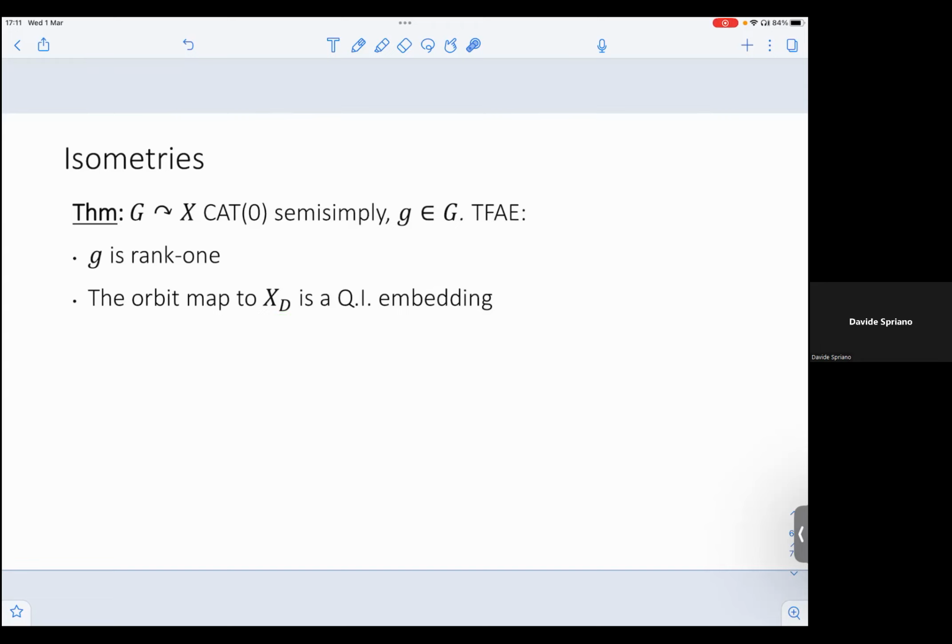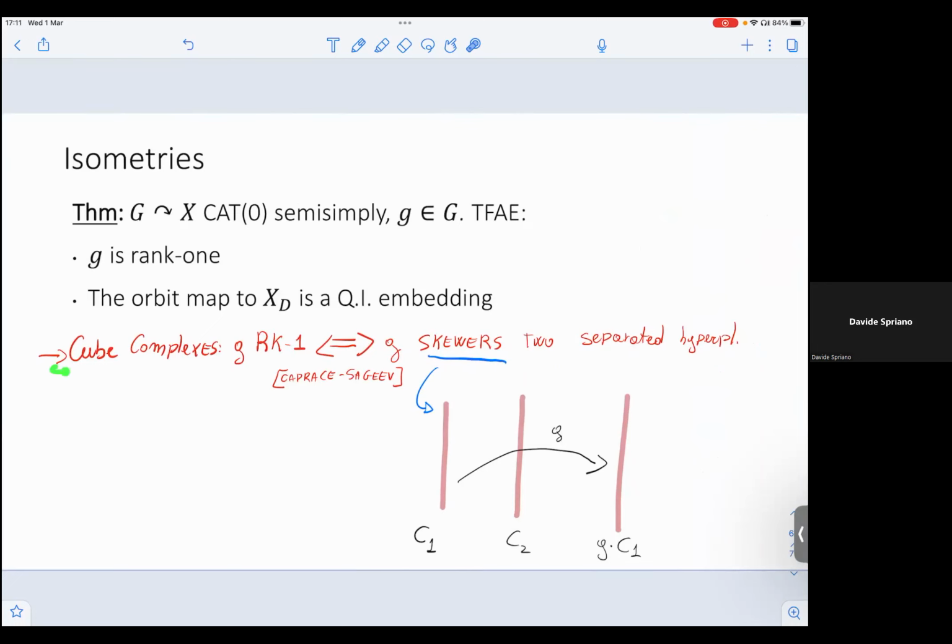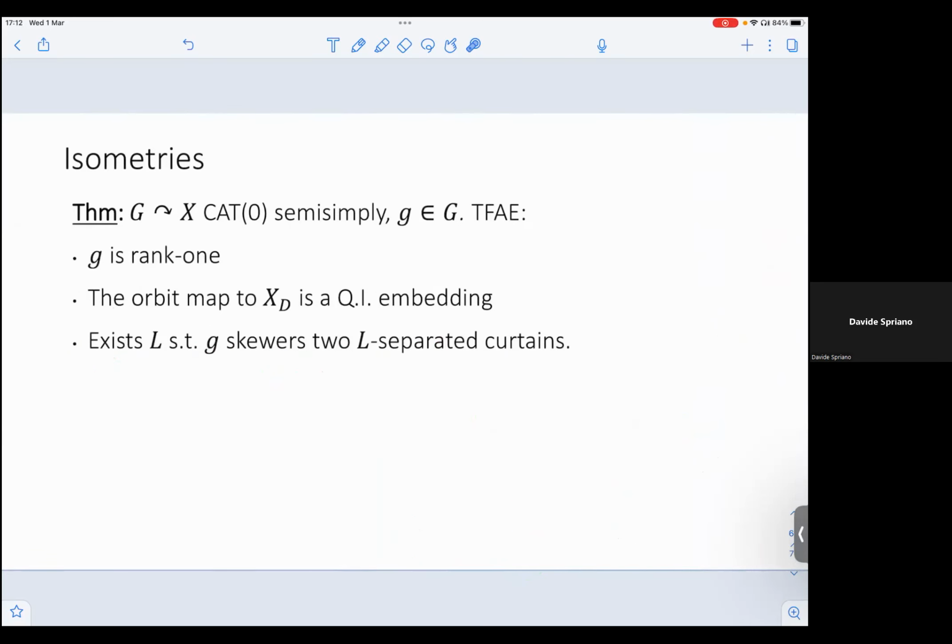And then let me give you another analogy in CAT(0) cube complexes. g is rank 1 if and only if g skewers two separated hyperplanes. Skewers means that there are C1 and C2, which are separated, so in particular disjoint, and g moves C1 behind C2, like that. To be precise, I need to also have the orientation doing that, but that's not a big deal. This is a theorem of Caprace-Sageev. And we have exactly the same result: g is rank 1 if and only if there exists some L such that g skewers two L-separated curtains.